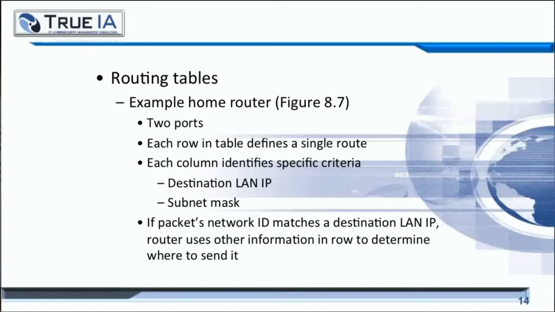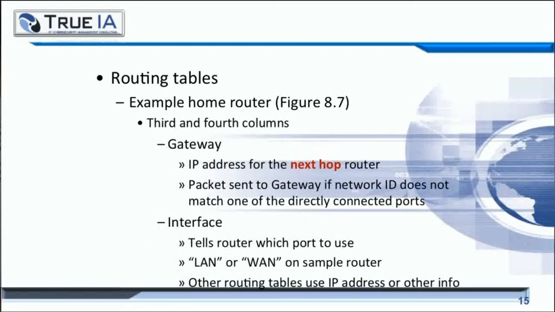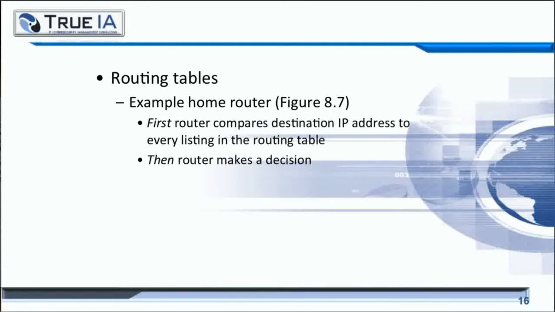If the packet's network ID matches the destination LAN IP, the router uses other information to determine where to send it. Next, in the third and fourth columns, we deal with the gateway. It's the IP address for the next hop on the route. We'll get to hops later. And then the actual interface tells the router which port to use, whether to use the LAN port or the WAN port. So it really is all about decisions.